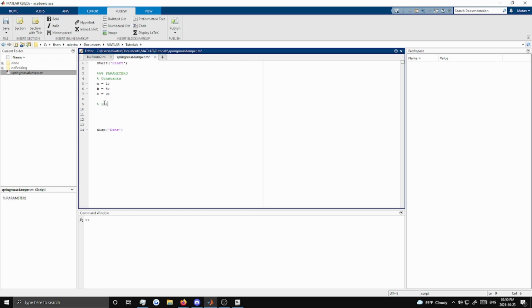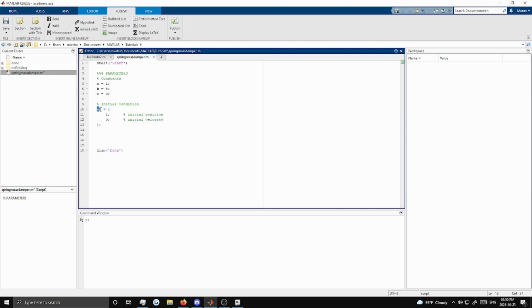So then we have our initial conditions, which we're going to define as our x naught vector. And we're going to say that the first index is going to be our position. So we're going to say that it starts at 1. So this is the initial position. And we'll say it starts with no velocity. This is our initial velocity.